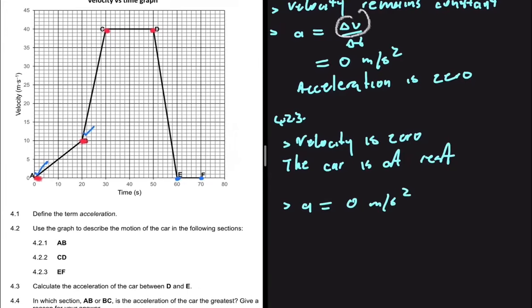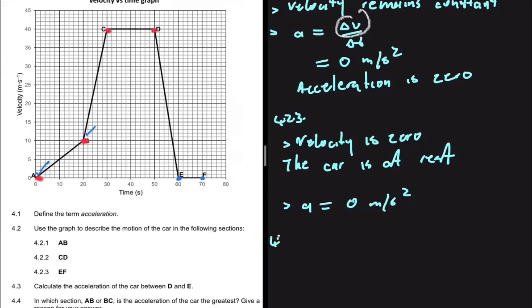Let's move to 4.3. In 4.3, the question is saying that we must calculate the acceleration of the car between D and E. There's two ways of doing this. First of all, if you have a velocity time graph, you can use the gradient to find the acceleration. If you don't want to do that, then you can just use your equations of motion. But let's do both. Let's use the gradient first, and then we're going to move to equations of motion.